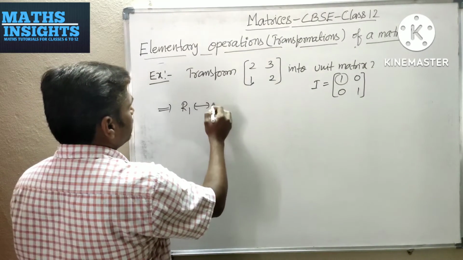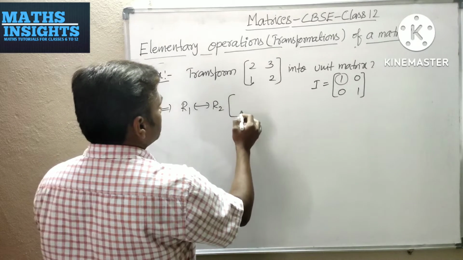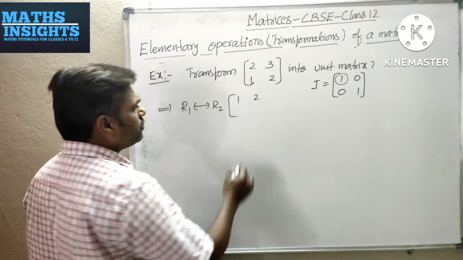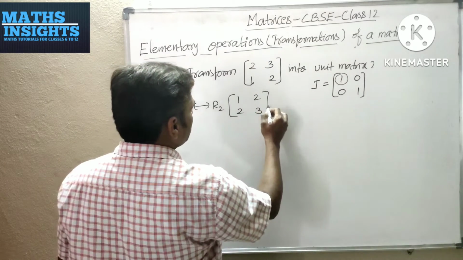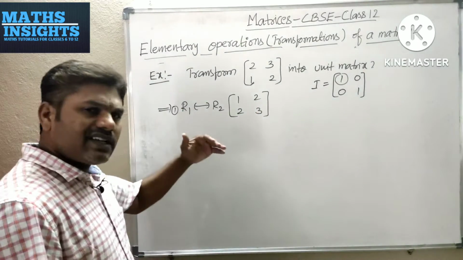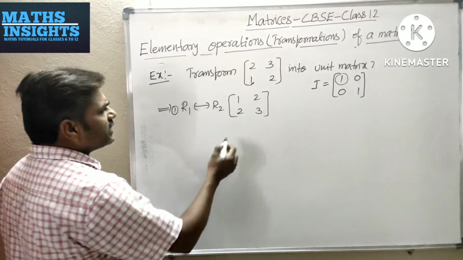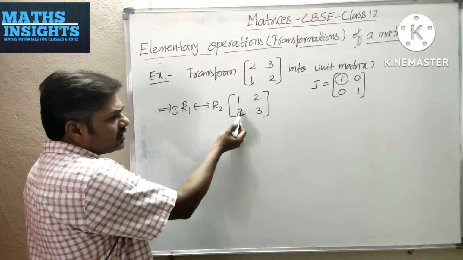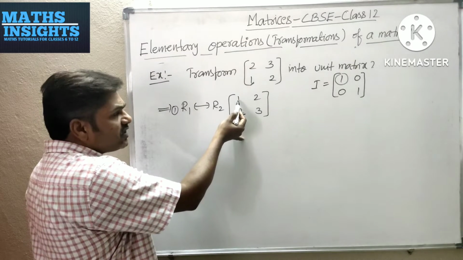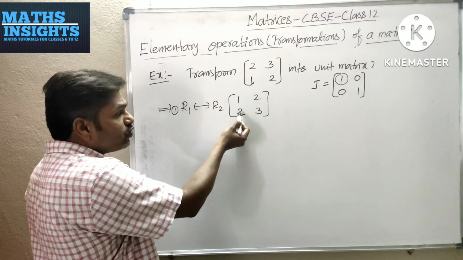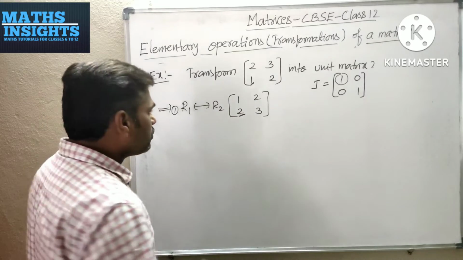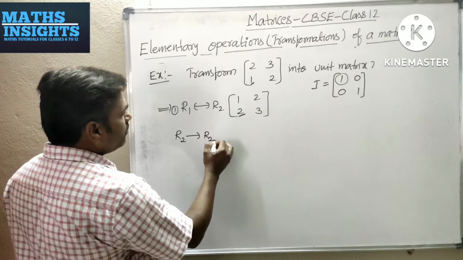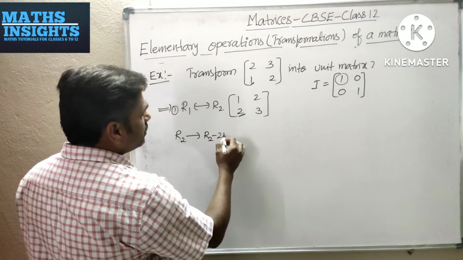So row 1 interchanged with row 2 means row 2 can be written in the place of row 1: 1 2, 2 3, right? Next, the second transformation: I want to get a 0 here. If I want to get 0 here, I have to subtract the elements of R1 multiplied by 2. 2 minus 2 into 1 becomes 0. Therefore, in the place of R2, I am doing R2 minus 2 into R1.